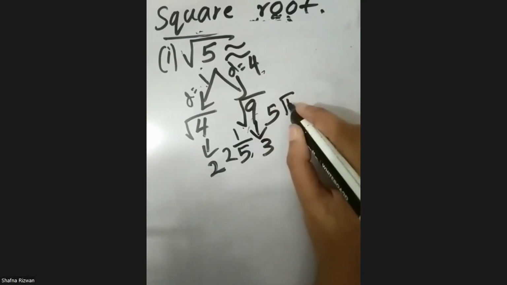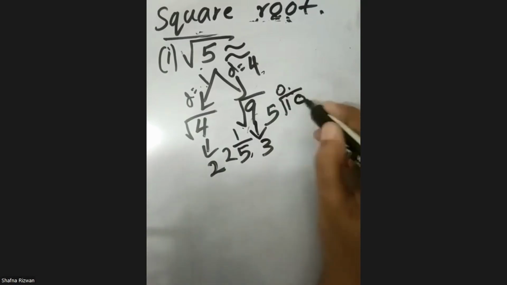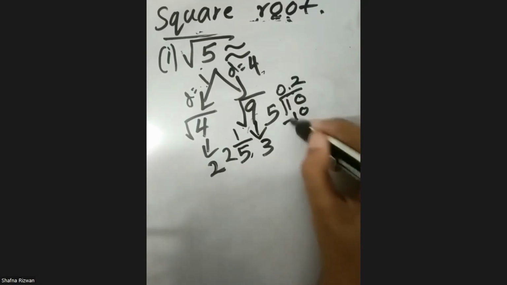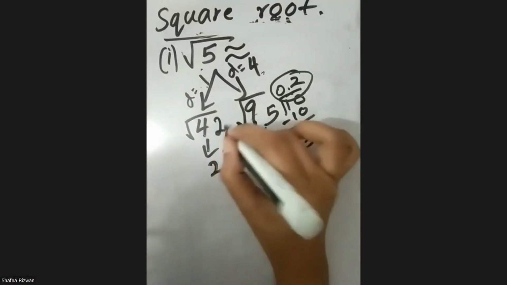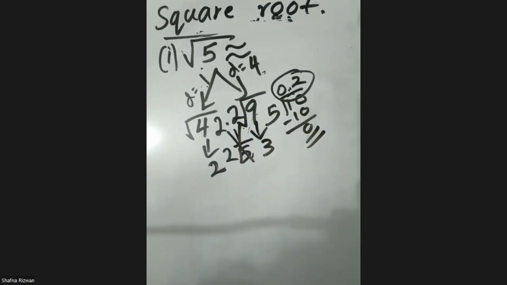How many 5s do you have inside 1? 0. Then keep a decimal, bring a 0. In 10, how many 5s do you have? 2 times 5 is 10, 0. So what's the answer you're getting? A decimal. We are going to replace it: 2.2.